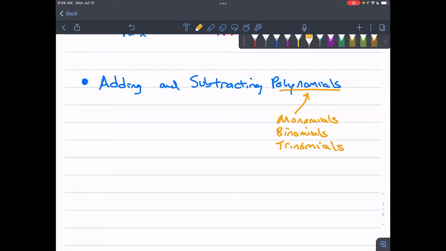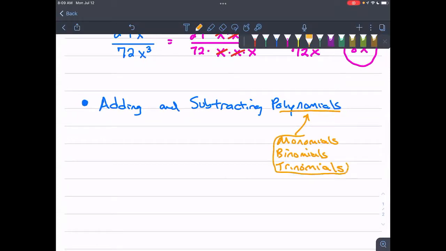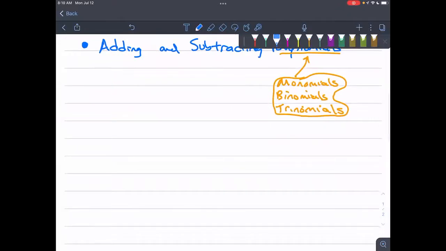They've got 3 terms, you know, 2x plus 5 plus 7x squared, something like that. But 3 different terms adding. Binomials, just 2 terms. Monomials, 1 term. So these are just the different types of polynomials that we're talking about. Okay, so an example of that: 6x squared plus 6x plus 9 in the first parentheses, and then we're adding x squared plus 2x in the second parentheses.